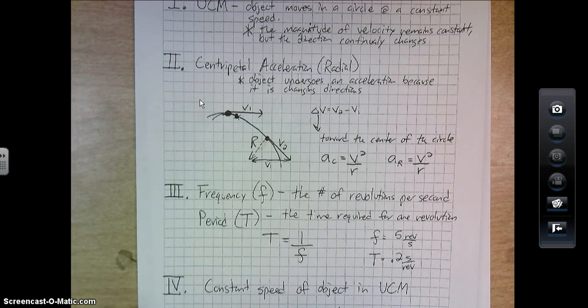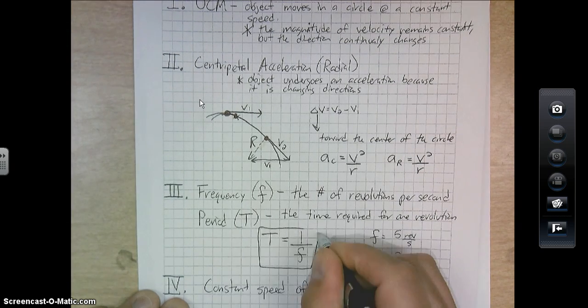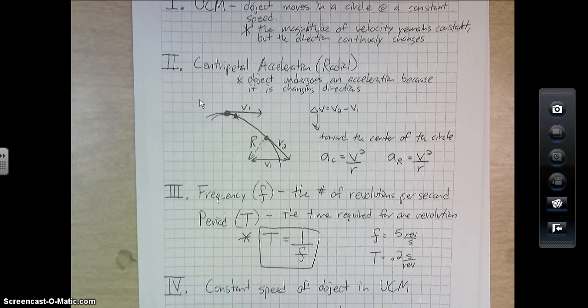And then this is their relationship. This is how those two things are actually related to each other. If you notice, they are inverses. T is 1 over f, and we could say f is 1 over T. So an example frequency might be that something revolves at 5 revolutions per second. Then the period would be the inverse of 5, which would be 1 over 5, or 0.2 seconds per revolution. So that's how those two things are related.